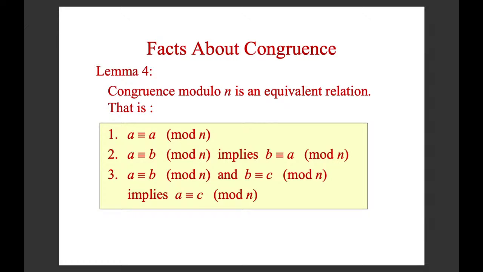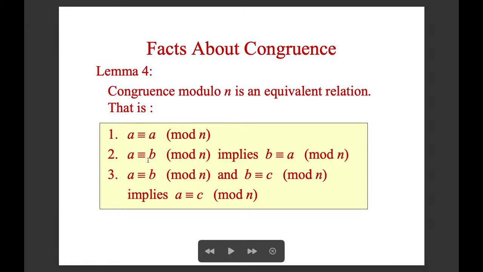The three properties are, first of all, it is going to be reflexive. It means that for any number a, it is related to itself by the relation. So a is congruent to a under modulo n, because n divides 0. So this is called the reflexive property.